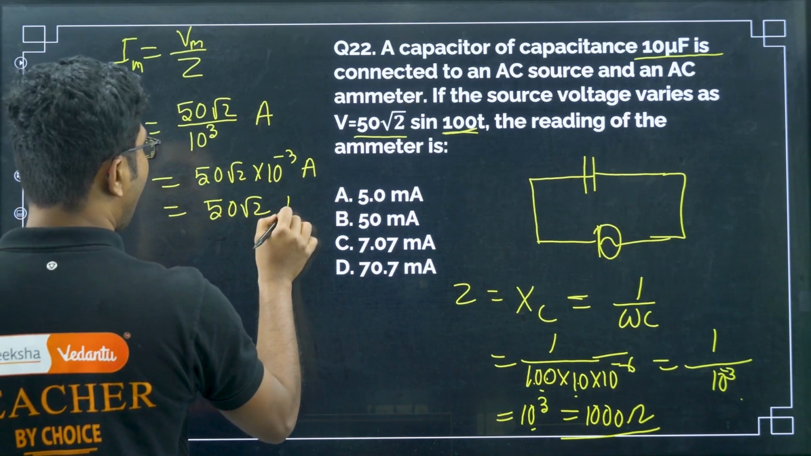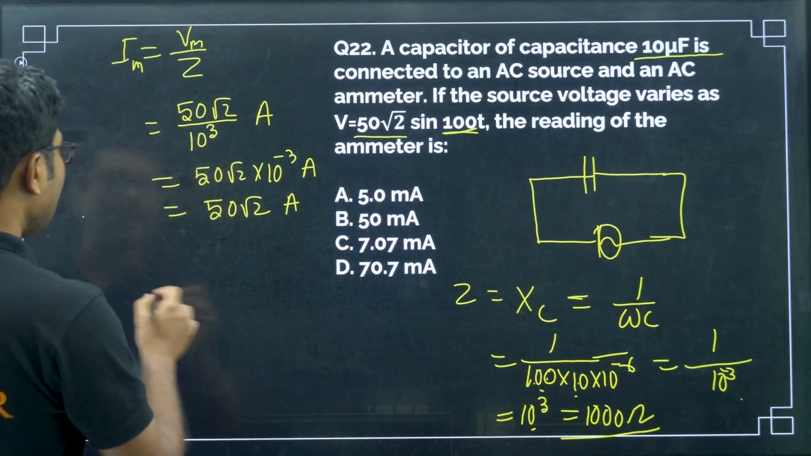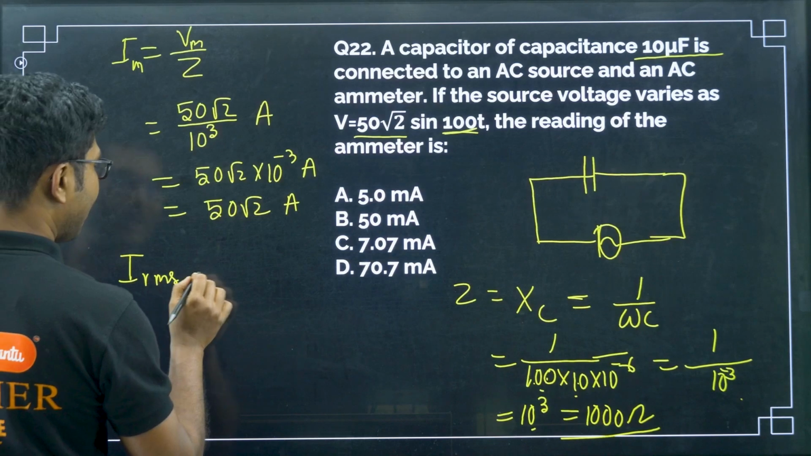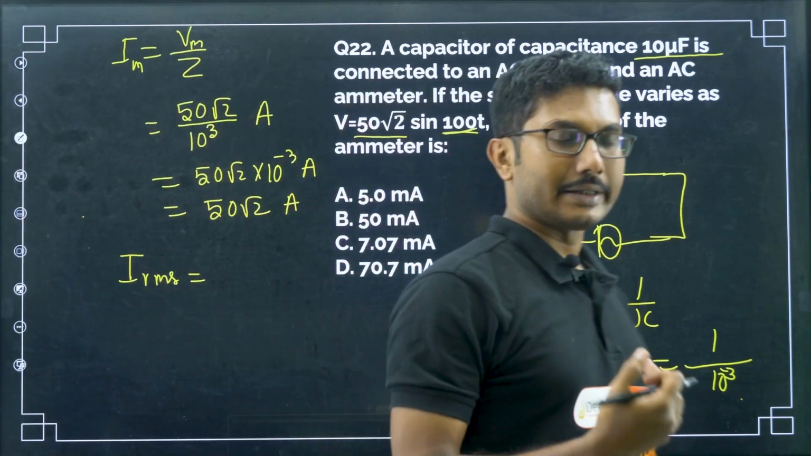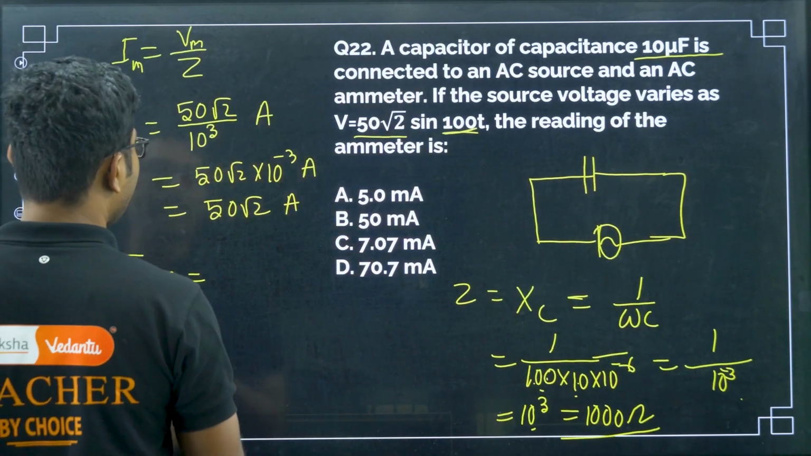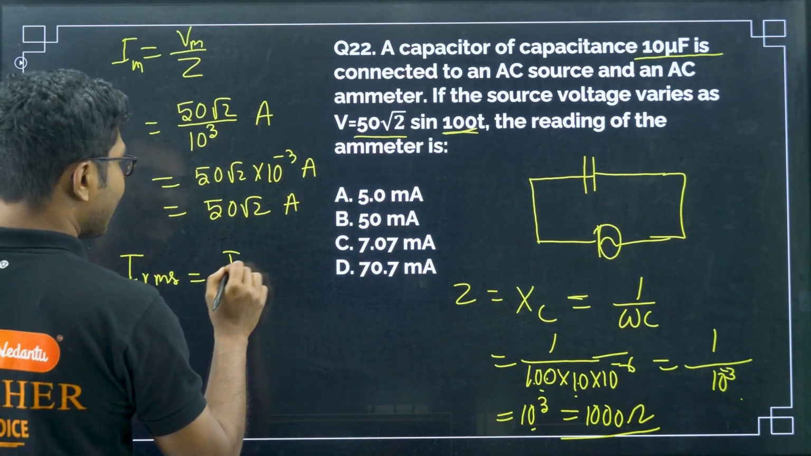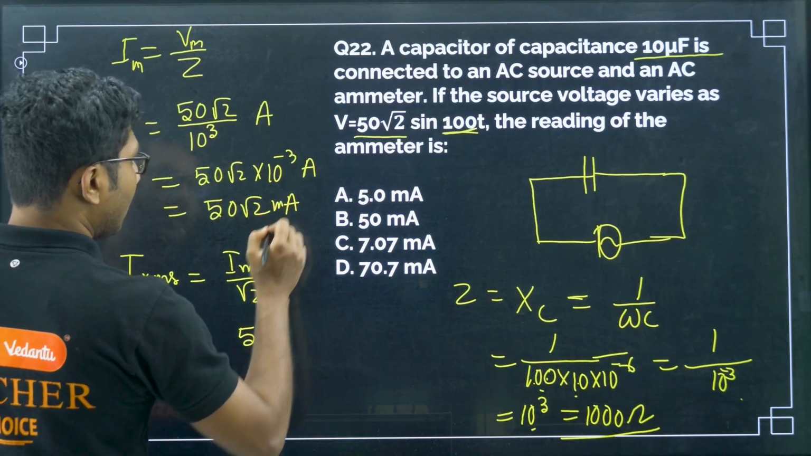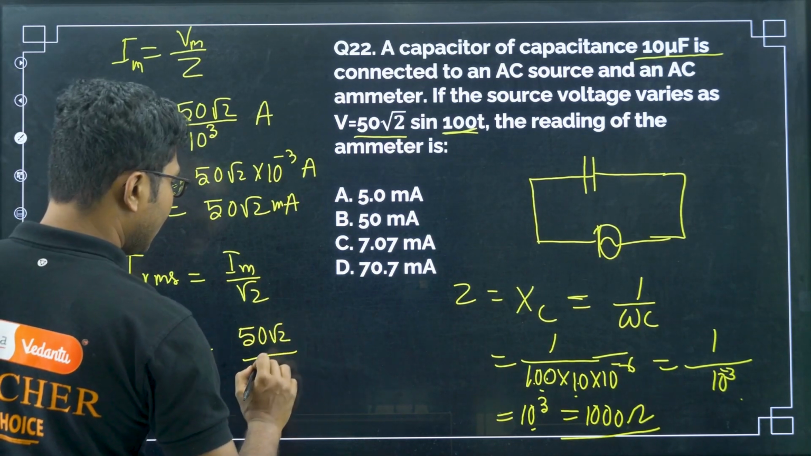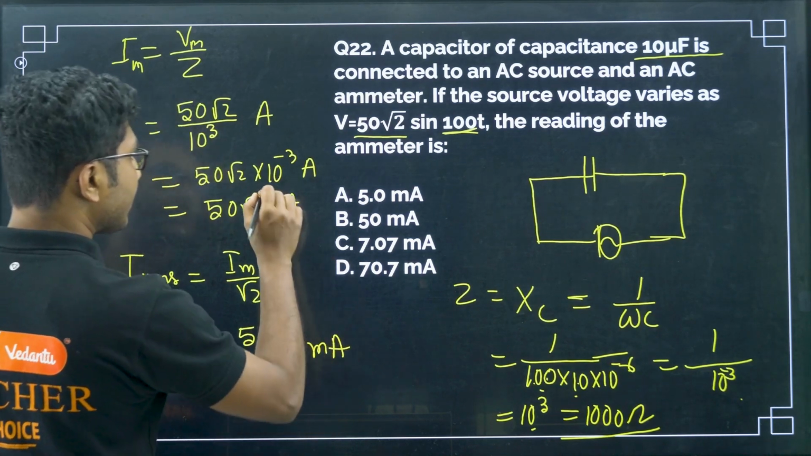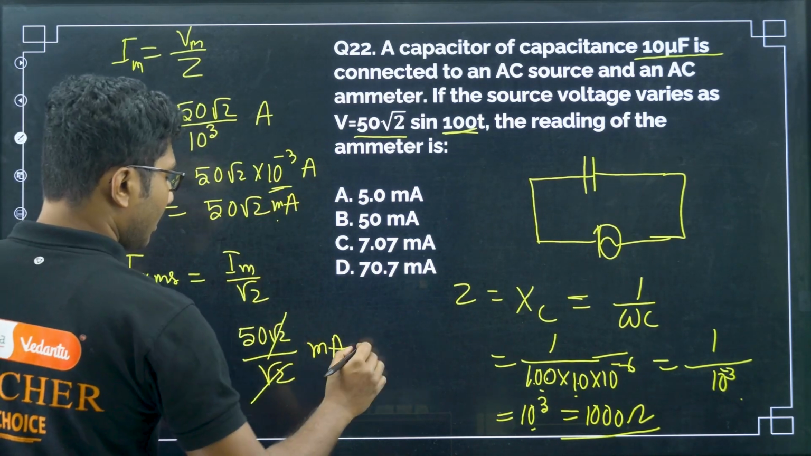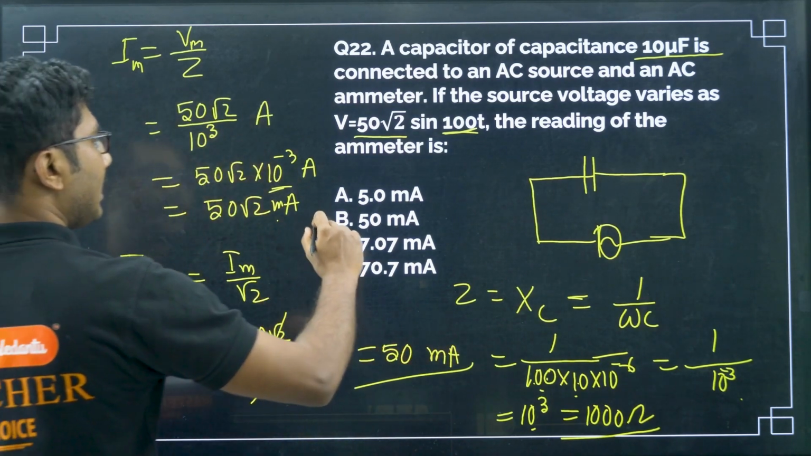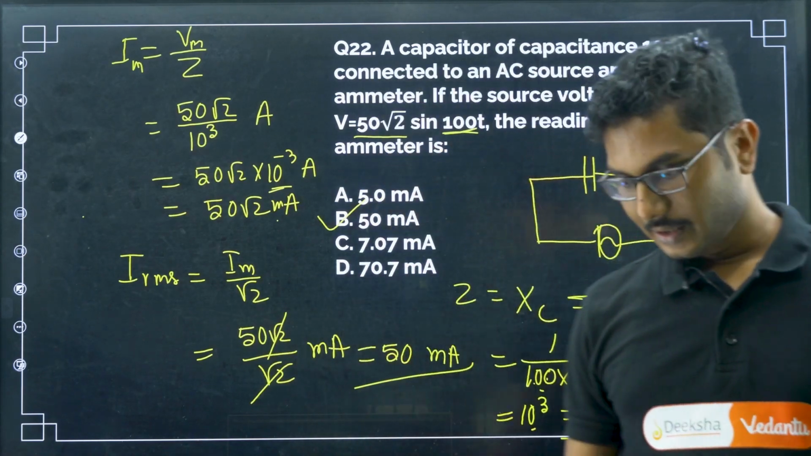So, 50 root 2 milliampere is the maximum value of the current, but an ammeter can measure only the RMS current. Any device, ammeter, multimeter, voltmeter, whenever they are connected in series, can only measure the RMS value. So, you have to convert it into the RMS value by dividing it by root 2. So, 50 root 2 divided by root 2 is 50, and since this was 10 to the power of minus 3, that is why it is milliampere. So, 50 milliampere is the answer, right.